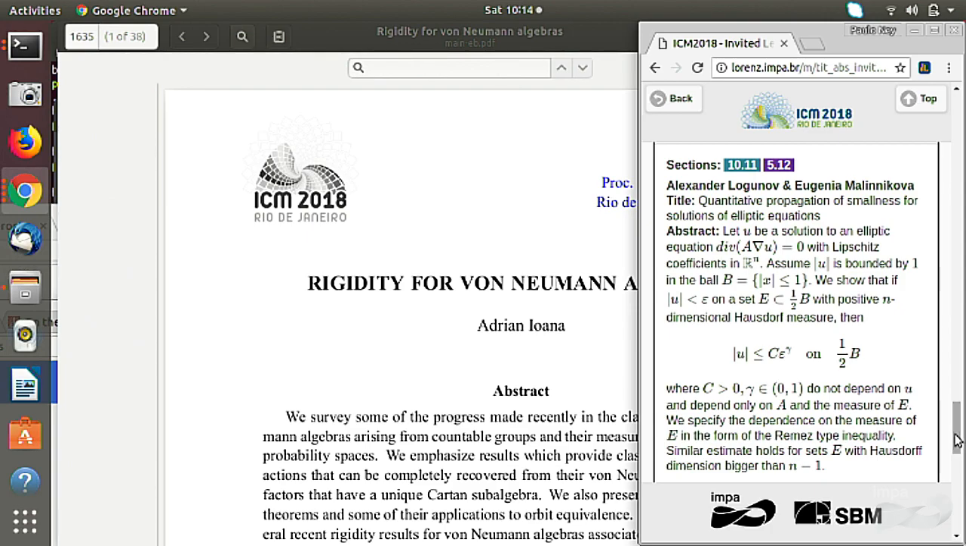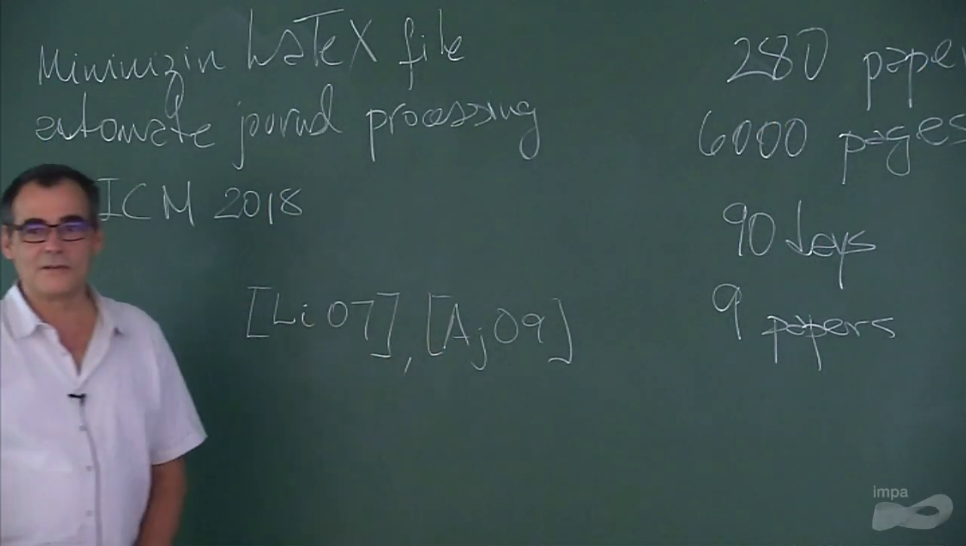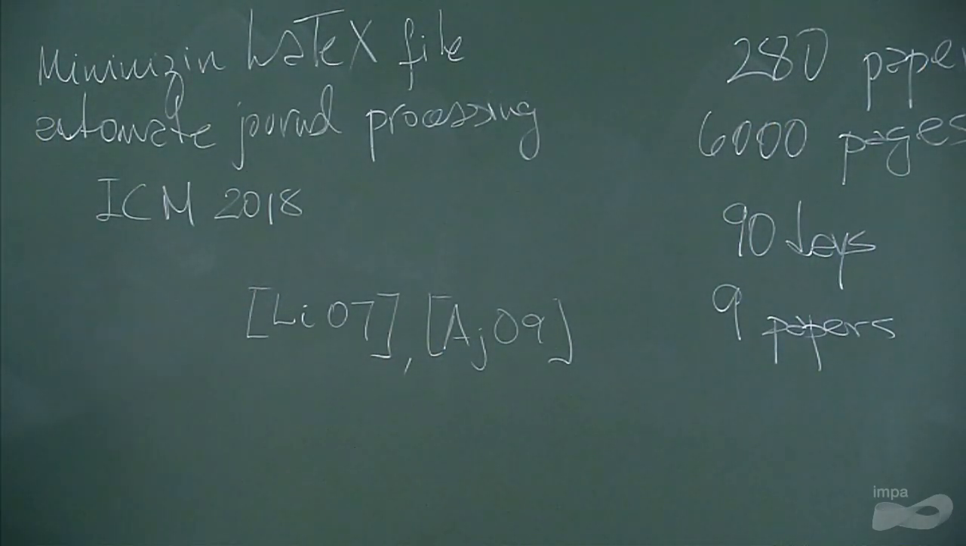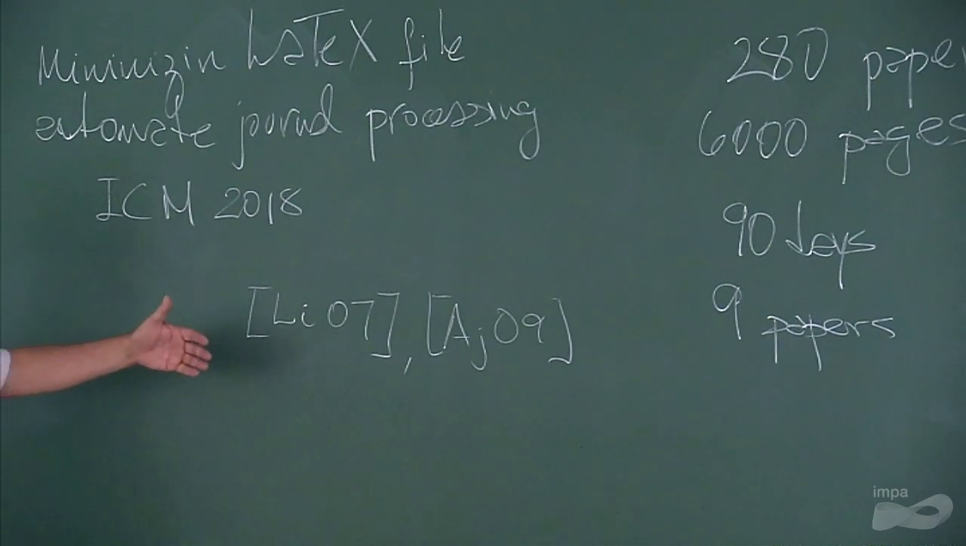The most horrendous of all of them is citation by alpha. Do you know what citation by alpha is? I guess probably everybody does. Everybody cites in their papers by LI07 and close bracket, AJ09 and close bracket, and so forth and so forth.